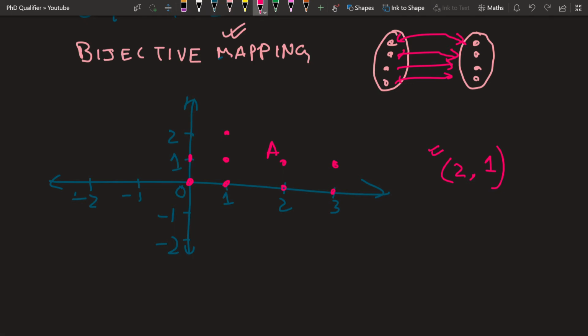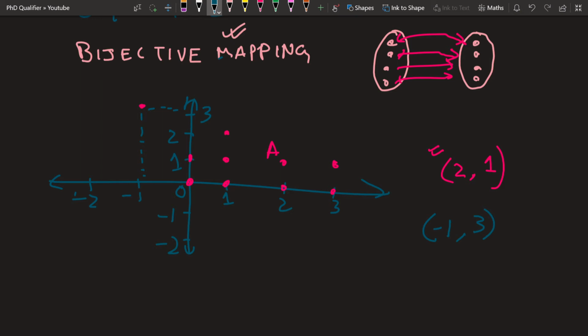And let's find another example. For example, a point like this. So how will I identify this point? This point corresponds in the horizontal axis with -1, so it will be -1, and in the vertical axis it corresponds to 3. So it will be -1 comma 3. So this is how I am identifying these points.